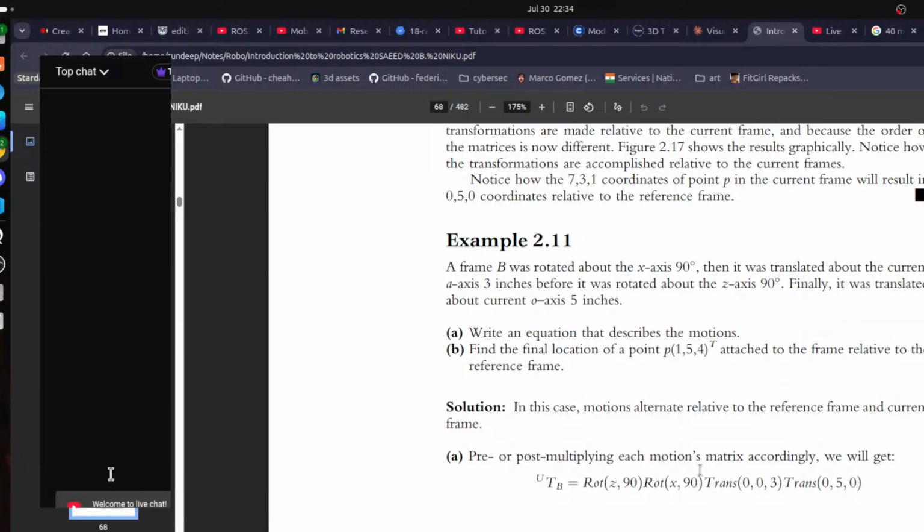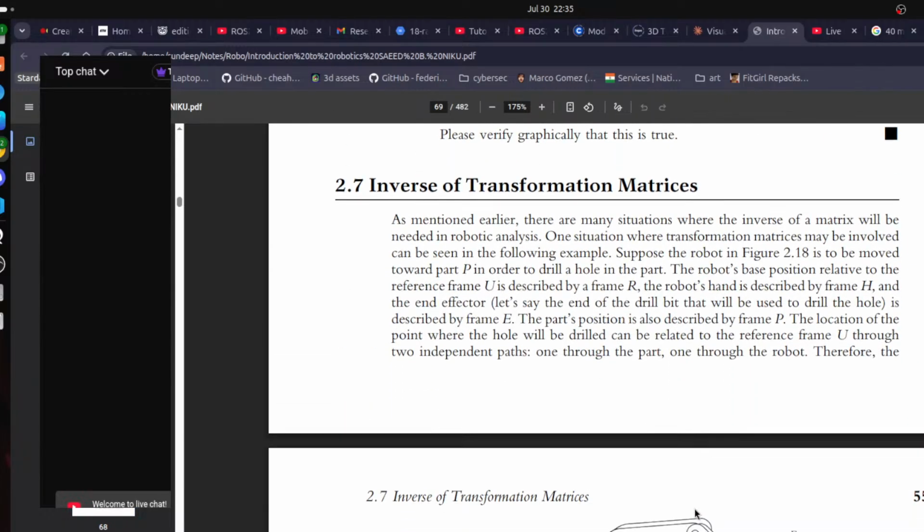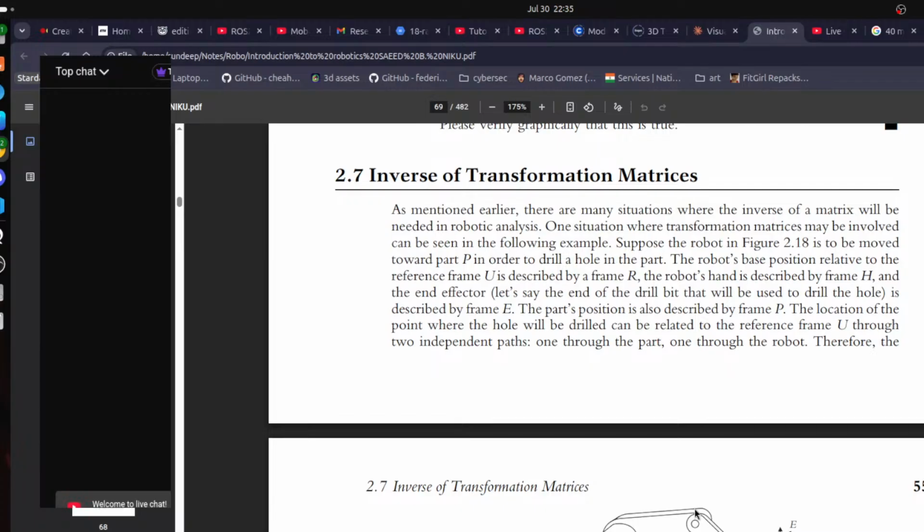We would translate it about the axis. Okay, fine. So we post multiply this once, and then it was rotated about the z axis. We pre-multiply this once, and then translate it about the o axis. So post multiply again. That's it. Pretty simple stuff.